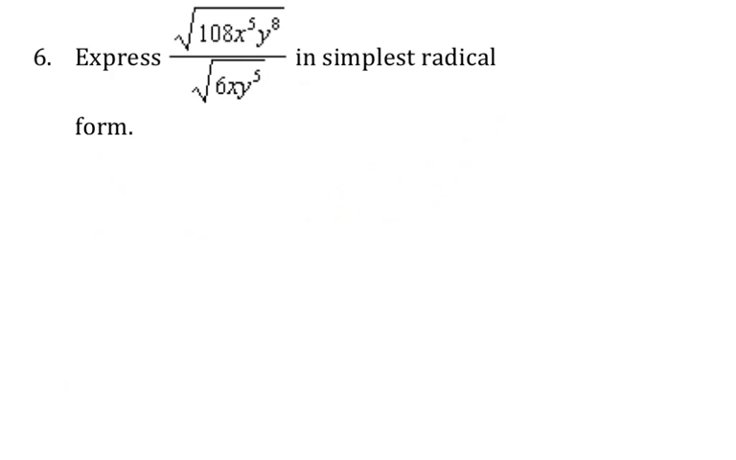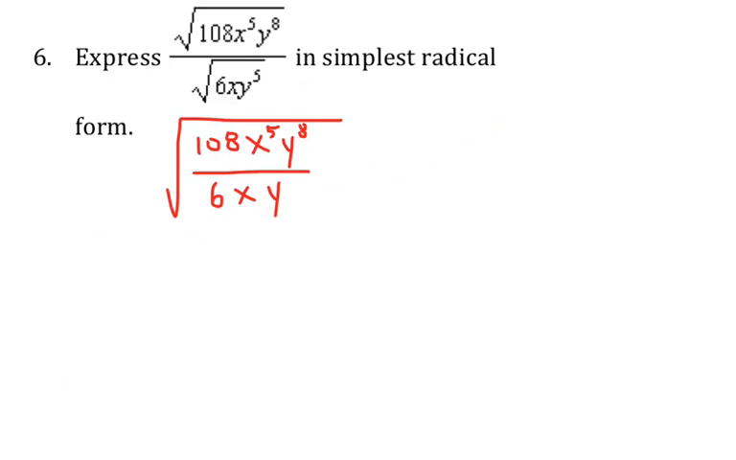Alright, let's look at number 6. Here, what are we going to do? We're going to first multiply or divide, and then we're going to simplify after. So then here we get 108 x to the 5th power and y to the 8th power divided by 6x and then y to the 5th power. Then x cancels out, becomes 4th power now, and y to the 5th power cancels out, becomes 3rd.